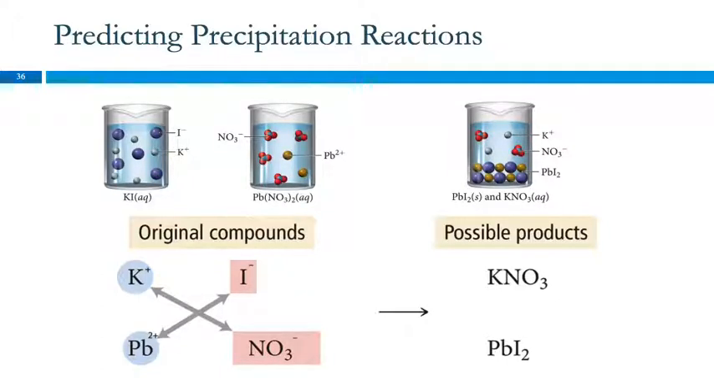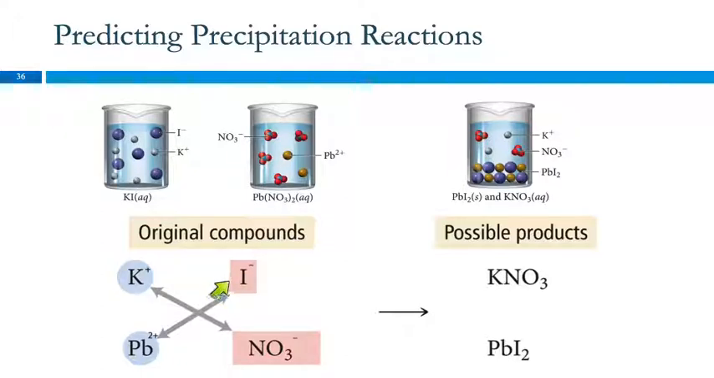So these are ionic charges. We don't have a possibility of lead and potassium getting together because they're both positive charges, and positive electrical charges repel each other. We can't have the negative ions getting together because negative charges repel each other. The only two possibilities are cation and anion.